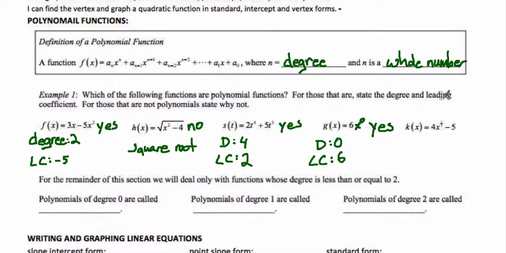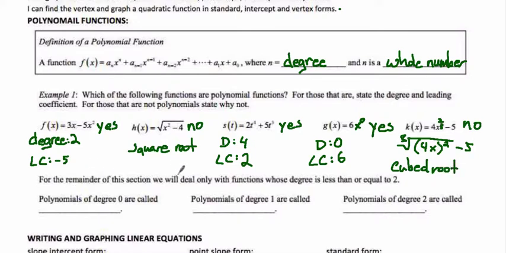And then this, I know this is kind of blurry, so let me write this a little bit bigger for you, but this is the 2/3 exponent. So this is not a whole number, so no. And then let me show you what this would look like. If I were to change this, this would become the cube root of 4 times x squared and then minus 5. Okay, so this is a cube root function.